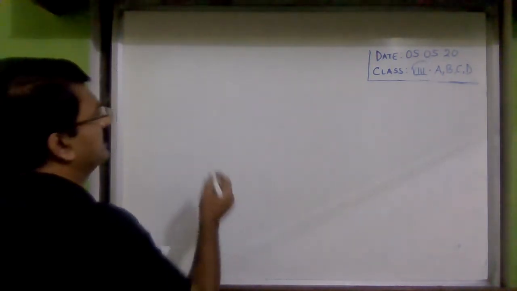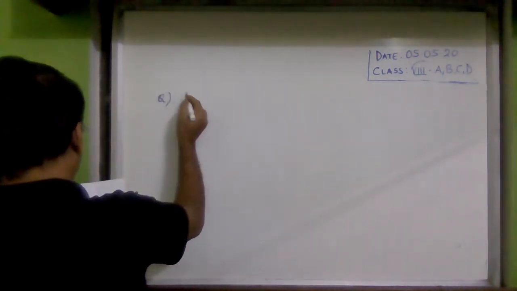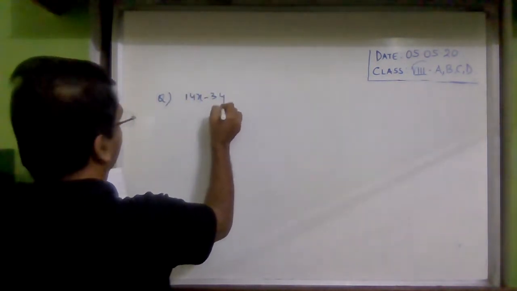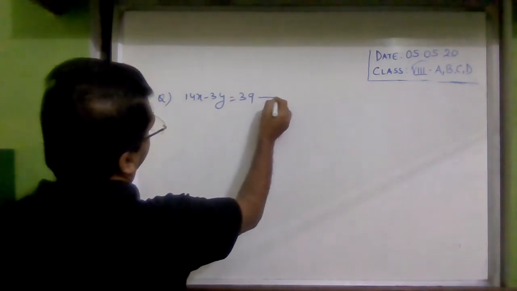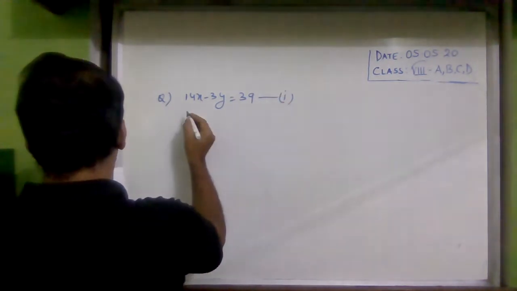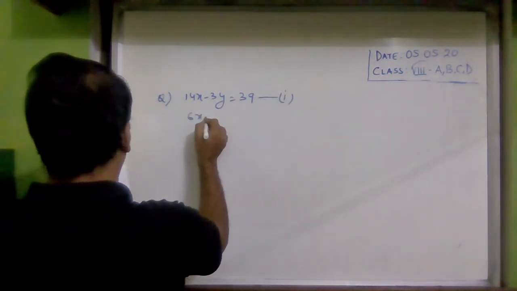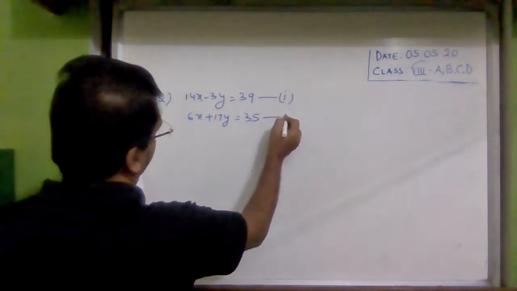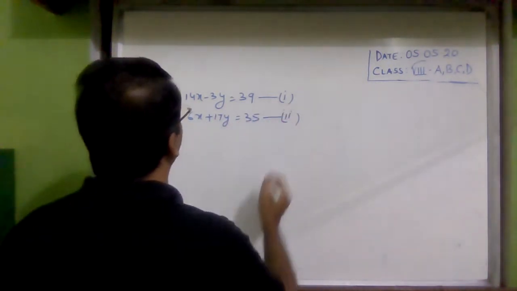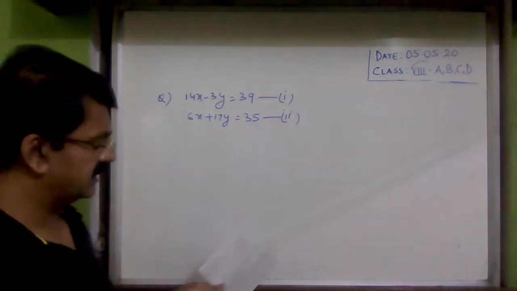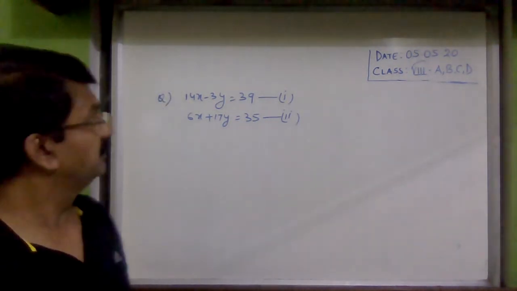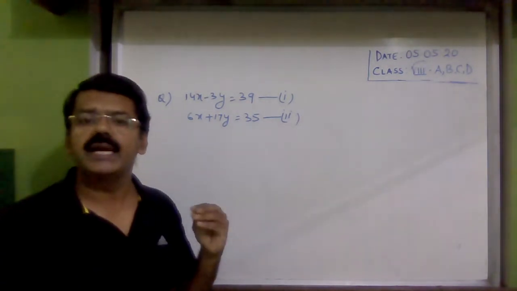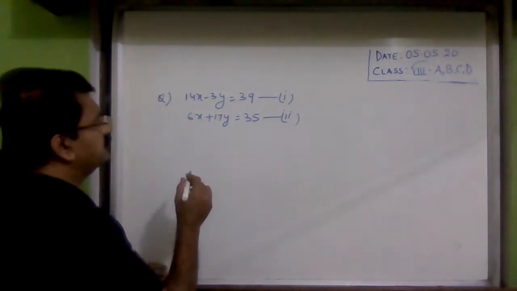One more question is like this. 14x minus 3y is equal to 39, that is equation number 1, and 6x plus 17y is equal to 35, that is equation number 2. And now we have to solve these two equations by substitution method. We will solve these two equations by substitution method.